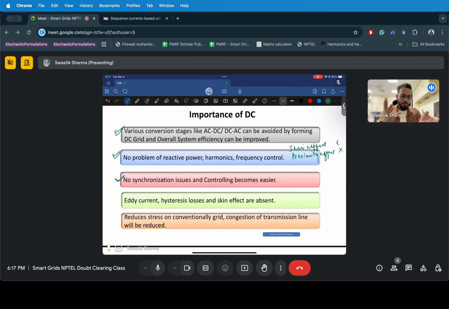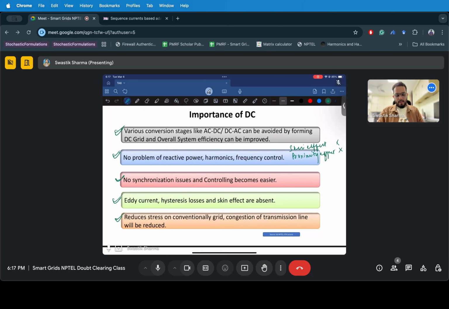Since there is no frequency, you don't have to check and match the zero crossing so that you can have equal synchronization across all the stages. So if you have a complete DC system, you won't require any synchronization, right? And since eddy current, hysteresis loss, and skin effect are absent, your losses reduce.